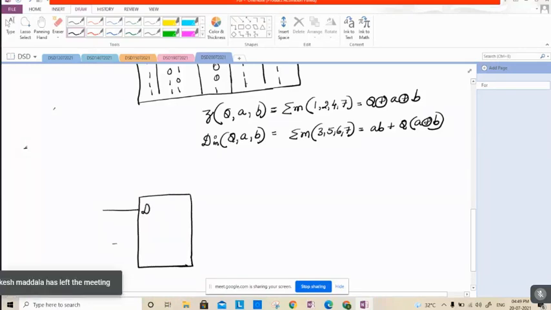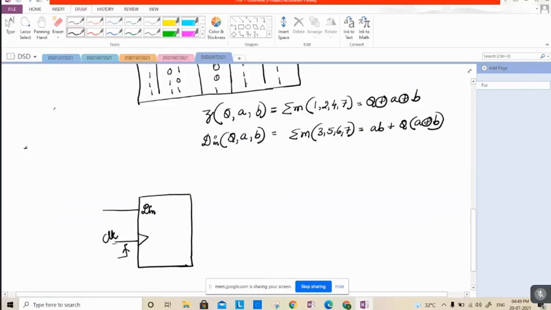Right. This is D in. Let us consider a positive edge triggered D flip-flop, for which the outputs are Q and Q bar. Now what is the value of D in? D in is equal to AB plus Q into A XOR B. So this is Q into A XOR B.